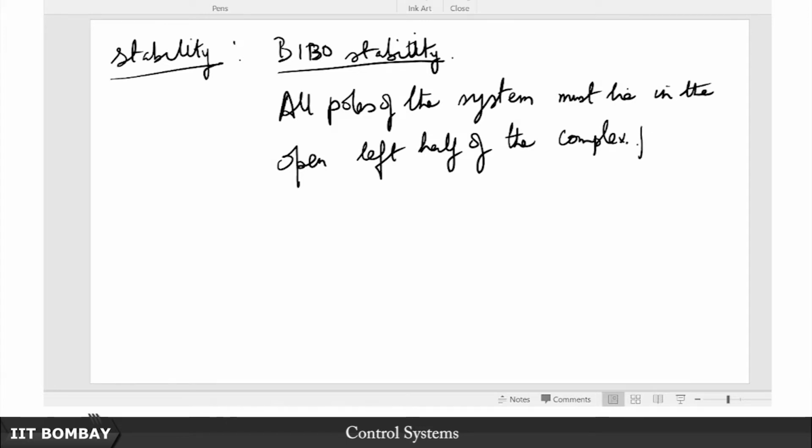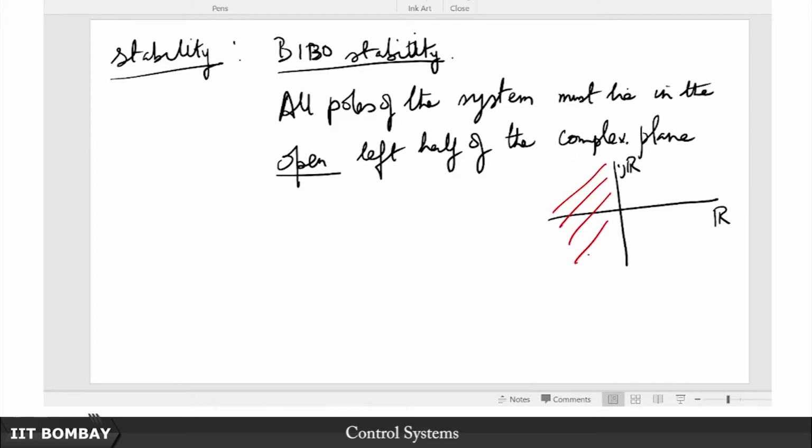Let me explain that term open. Essentially it means that you are excluding the boundary. So if this is your real axis, this is your imaginary axis, the open left half plane would imply everything to the left of the imaginary axis, excluding the imaginary axis. So why are we excluding the imaginary axis? Because the earlier notion of stability we discussed told us that you could still have poles of multiplicity 1 on the imaginary axis and you would still call them stable.